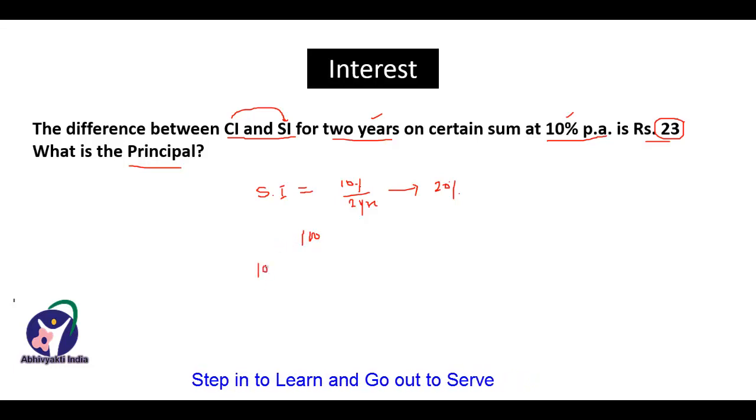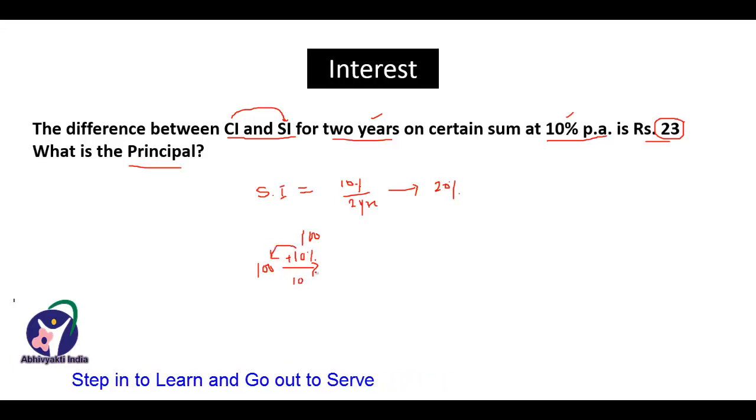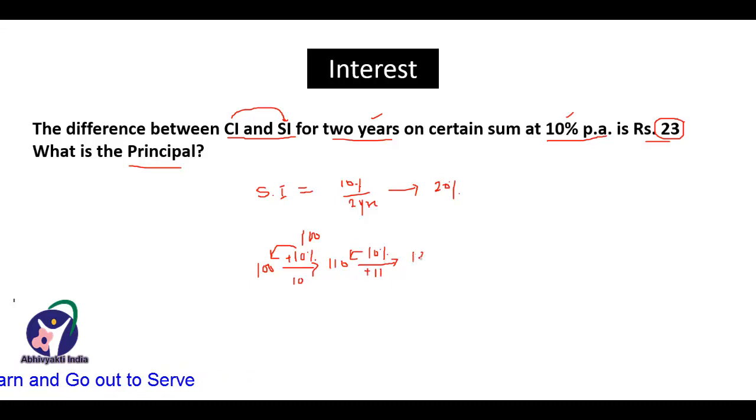Then for 100 rupees, in the first year there will be 10% interest. So 10% of 100 is 10, and the total amount will be 110. Now for the second year, again there will be 10% interest on 110 rupees. So 10% of 110 is 11 rupees, and the total will be 121 rupees. It means 100 rupees will become 121 rupees, so the compound interest the investor is getting is 21% for 2 years.